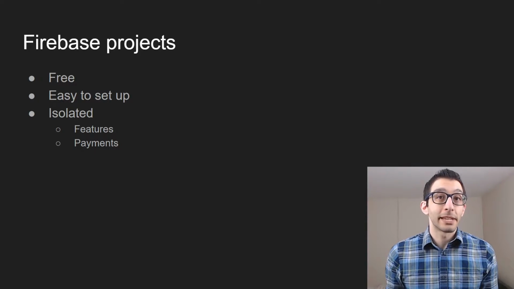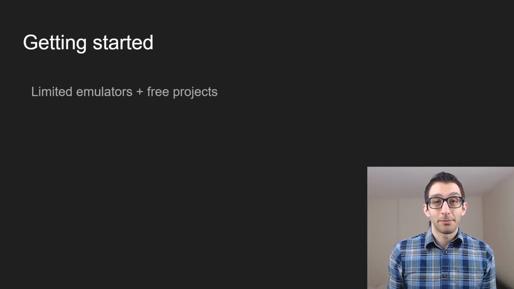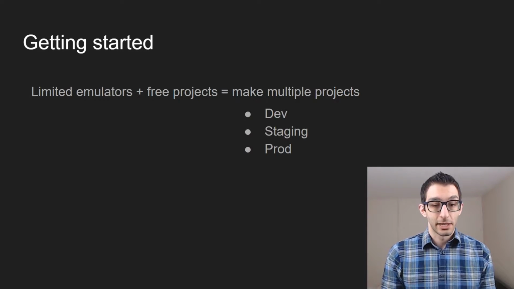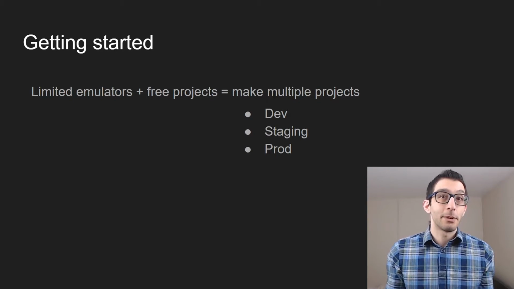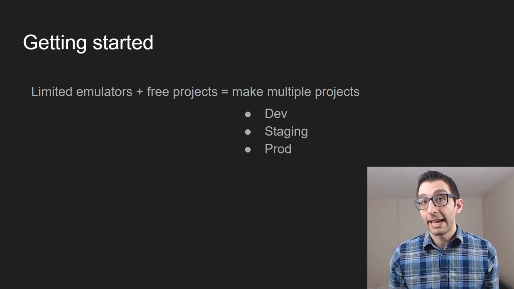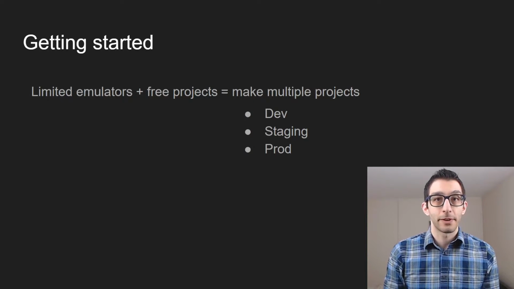My biggest question when getting started with Firebase was, well, the emulators are limited. I ran into those limitations myself and projects are free. So how am I supposed to differentiate between development and production? And the advice that I found all over the internet was to just make multiple projects. If you want development and production, then go make 2 separate projects and set them up in general the same way as you would. And then what you can do locally with emulators, do locally. And what you can't, you'll have to go to the real Firebase for that.